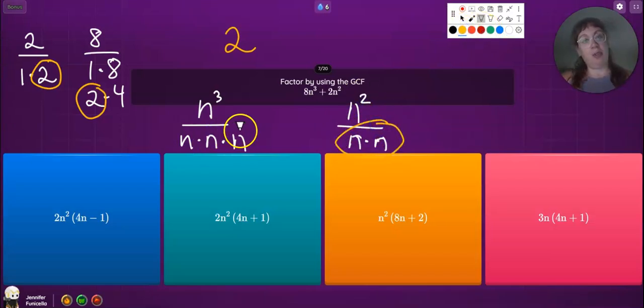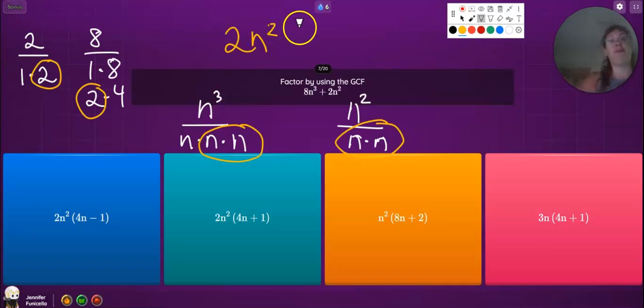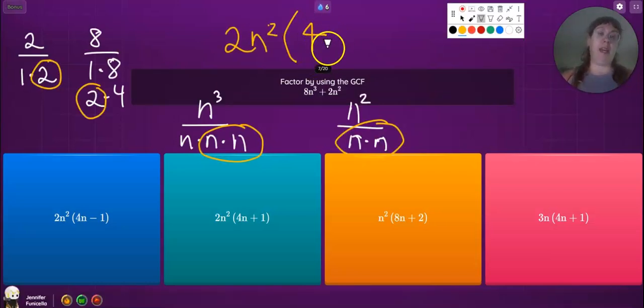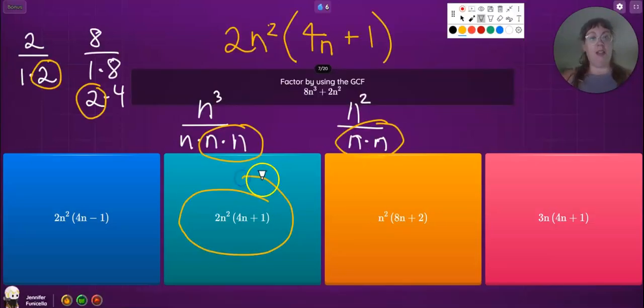So we can pull 2 out from each, which means we can factor out an n squared. 8n cubed divided by 2n squared. 8 divided by 2 is 4. N cubed divided by n squared. Remember, we subtract those exponents. 3 minus 2 is an n to the first. Plus 2n squared divided by 2n squared is just 1. So we have 2n squared times 4n plus 1.